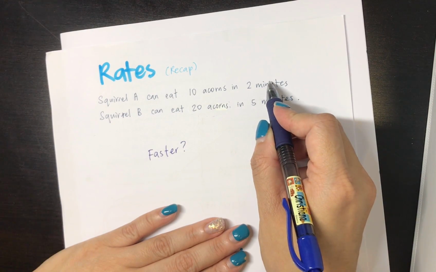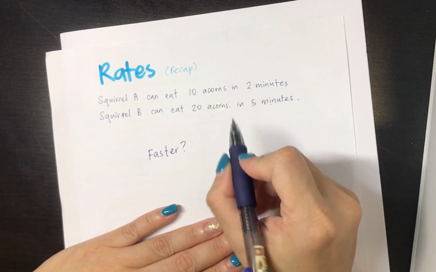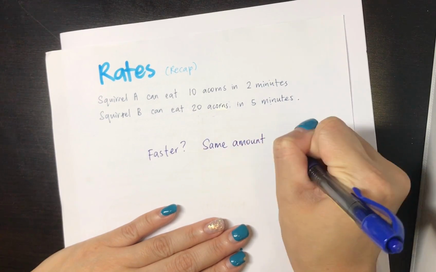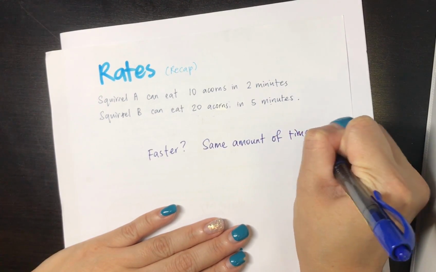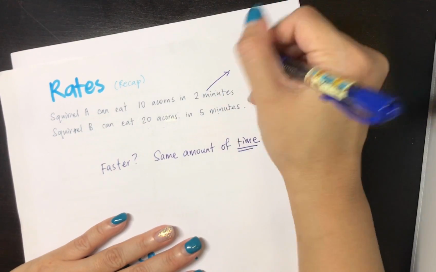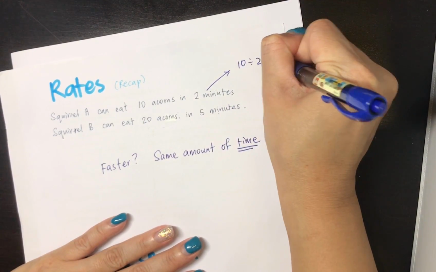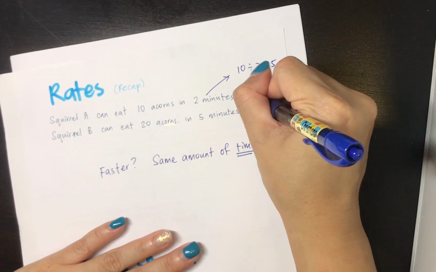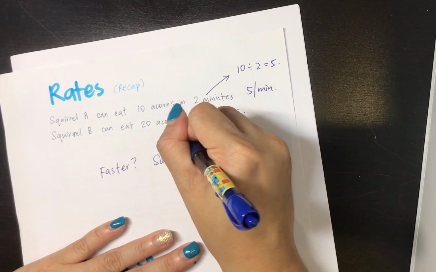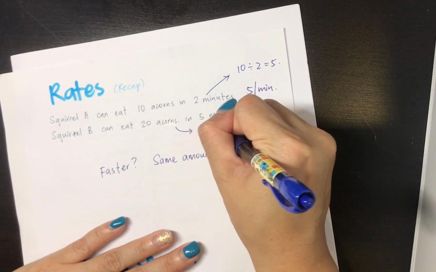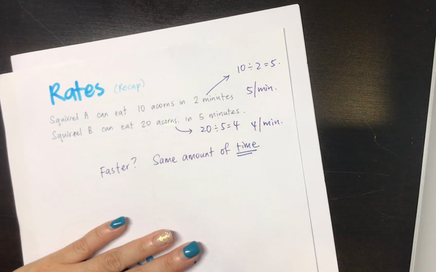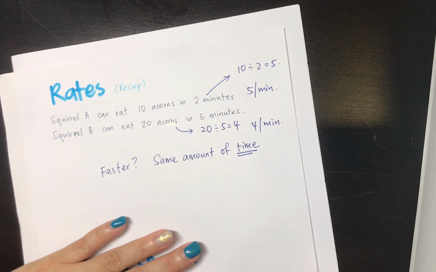You will have to change both of these into the same amount of time. So what can we do for Squirrel A? 10 divided by 2 equals 5. Therefore, he ate 5 acorns per minute. How about Squirrel B? 20 divided by 5 equals 4. So therefore, he ate 4 acorns in a minute.